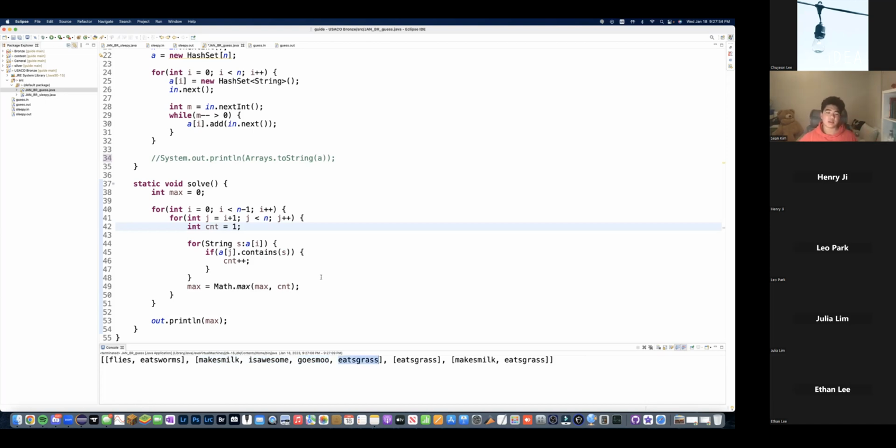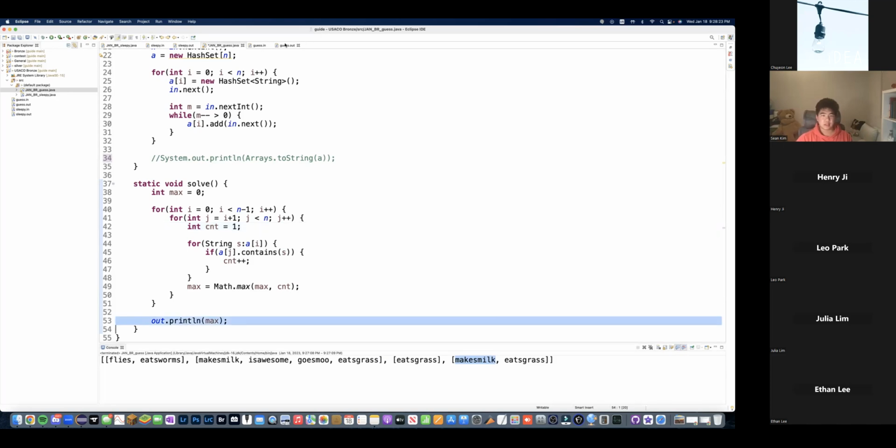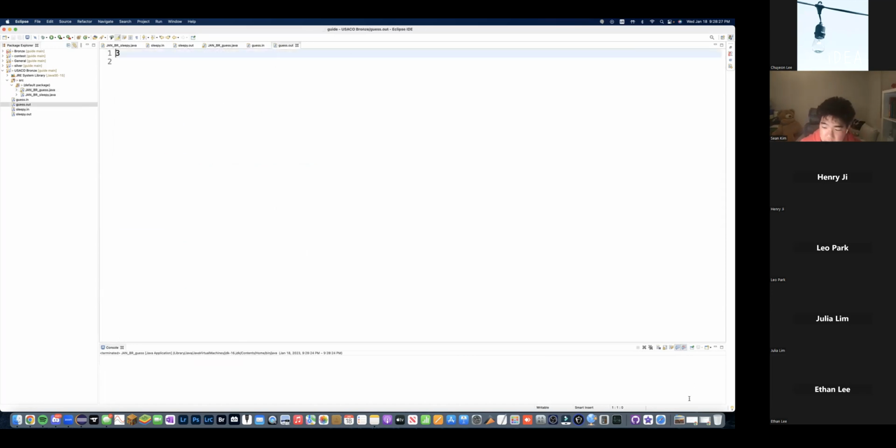So max will be 5 this time, right? No, max will not be 5, max will be 3. My bad. Because if it does contain it anywhere, it just adds 1. Go to the eats grass, it contains it once, so it's 1. Makes milk, it doesn't appear anywhere else because that's the last integer. So we know the max was 3. We print out max, and you should get 3 from that.